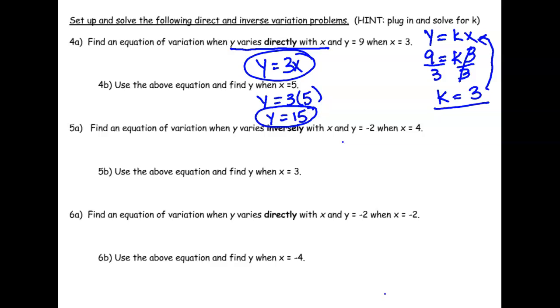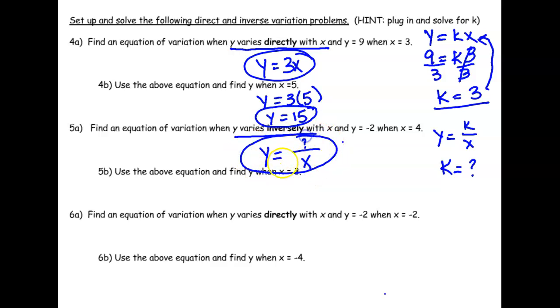You're going to do the same thing for 5a, but now we're varying inversely. So when we vary inversely, we say y is equal to k divided by x. You plug in your x and your y, and you get your k. So figure out what your k is. And then when you write your equation, you write it as y is equal to whatever you get, over x. And again, you follow 5b the same way. Just pay attention to if it's varying directly or inversely, and then you'll know whether to use the direct variation or the inverse variation.